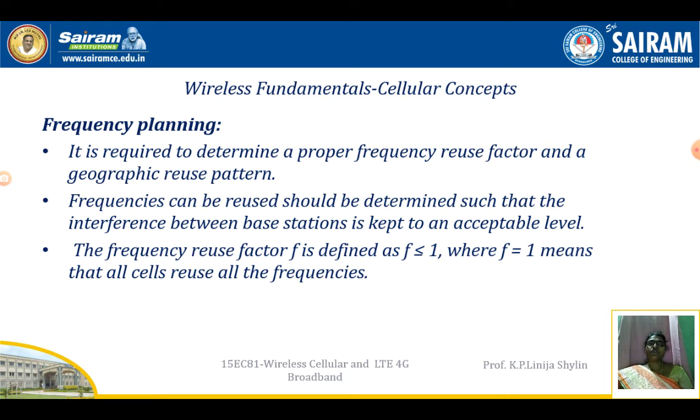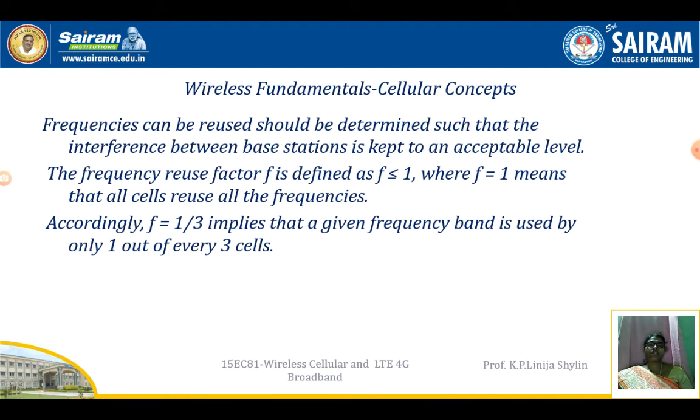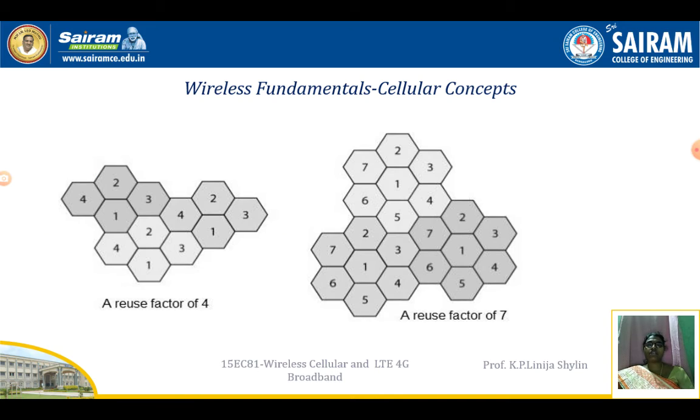If we are using frequency planning, some frequency reuse factor is determined, in the ratio of the factor d. The frequency reuse factor is defined as f, where f is less than or equal to 1. If f is equal to 1, all the cells reuse all the frequencies. Similarly, f equal to 1 by 3 means the frequency band is used by 1 out of every 3 cells. For example, f equal to 1 by 4 is the reuse factor here.